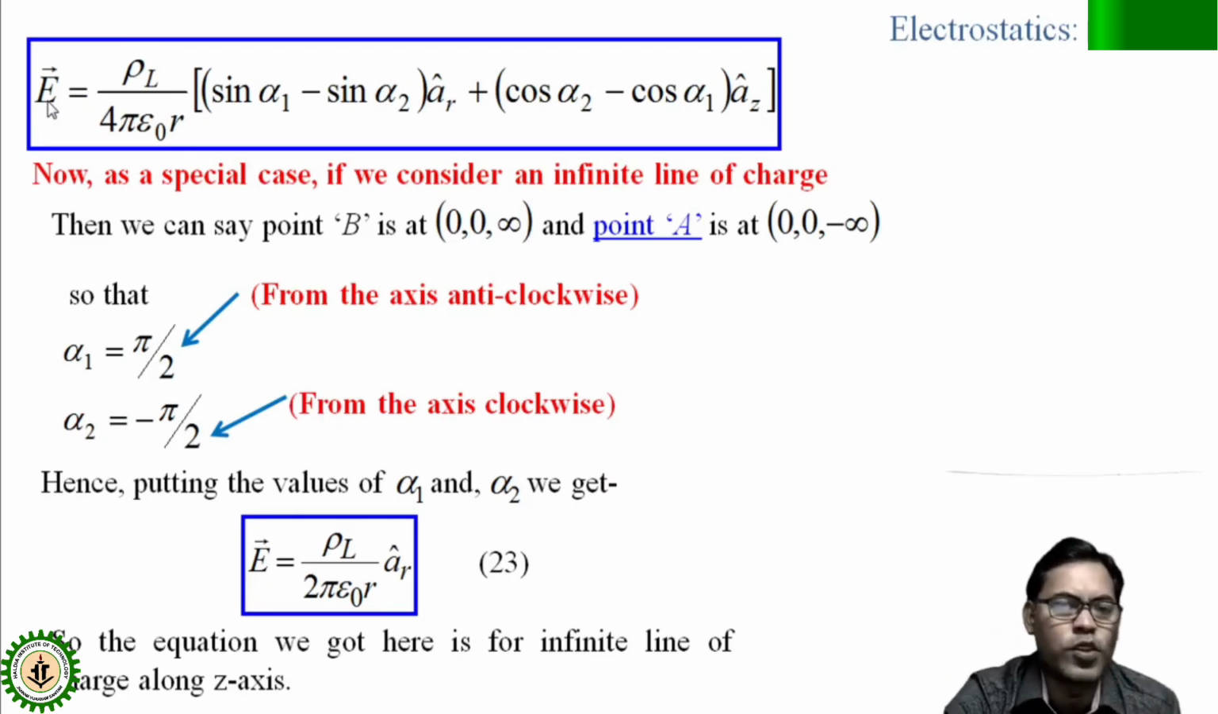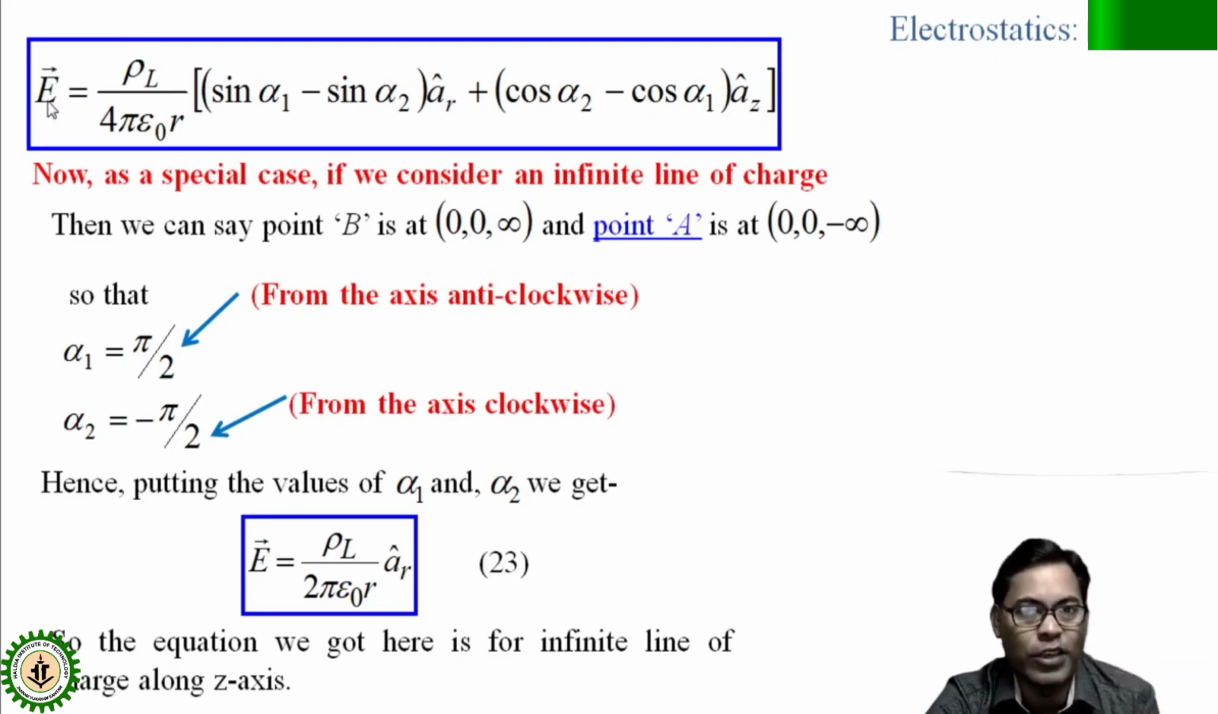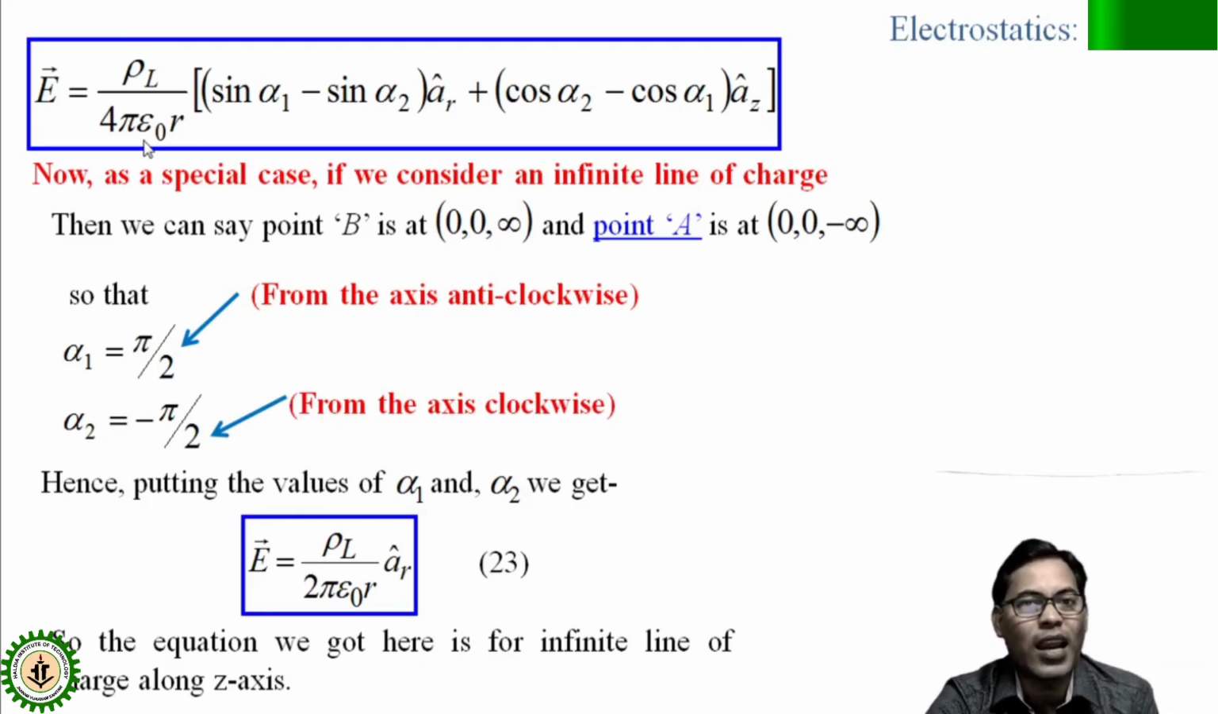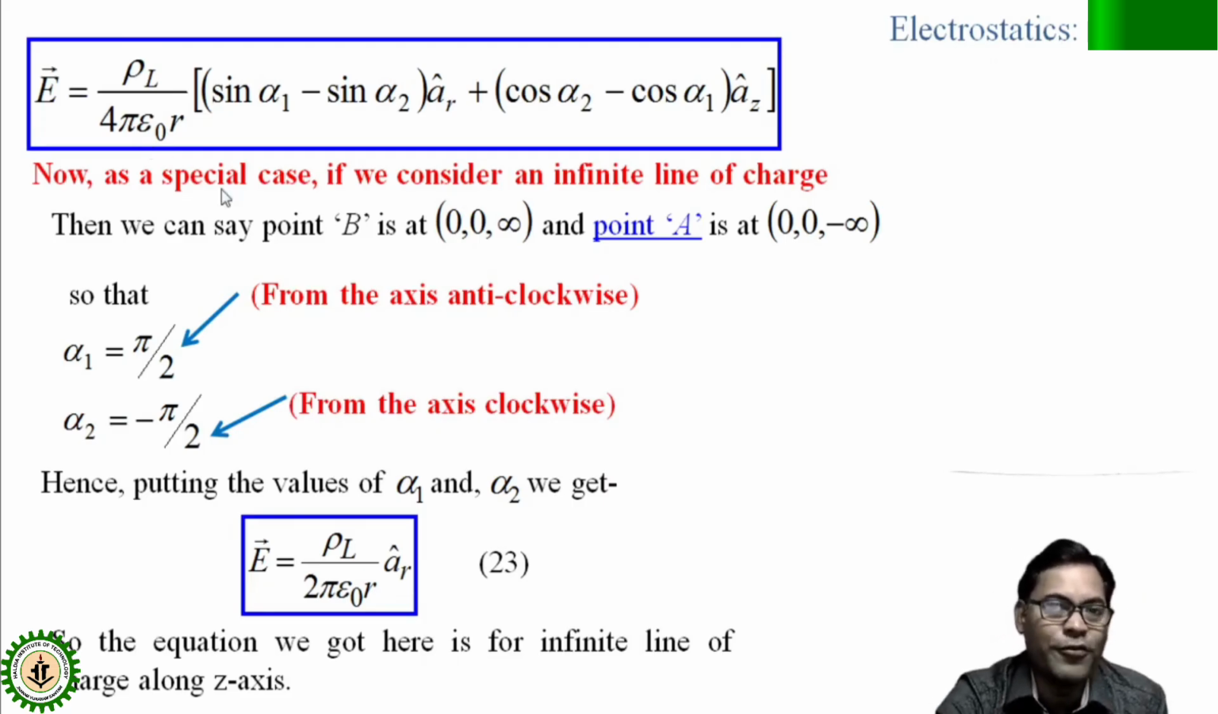Now we are going to consider a special case. That is why we derived all this equation in this form. So the case is that we are now considering the line of charge which is infinite, and also it is along the z axis. Now if it is infinite and along the z axis, then the point B will be at the coordinate 0, 0, infinite, and point A will be at 0, 0, minus infinite.